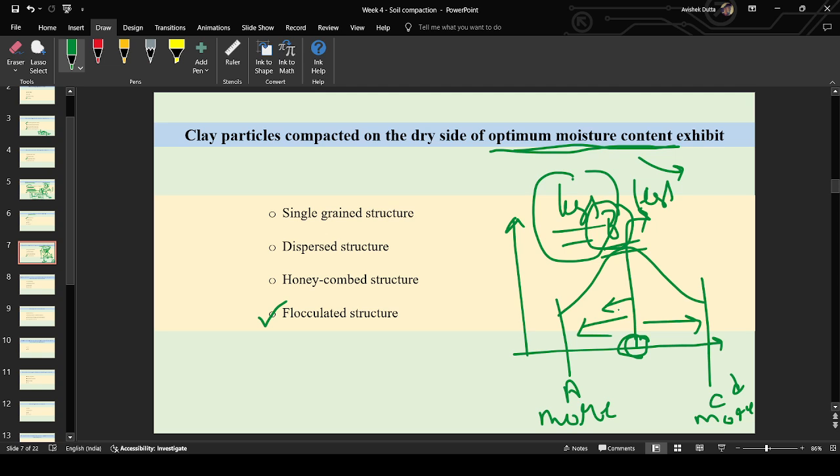Okay, we use placement moisture content, which might fall on the dry side or on the wet side, depending upon the structure we are trying to construct on that particular soil, or depending upon the strength we want the soil to exhibit. So I think that might be one of the reasons. But this question was very interesting. Yes, the answer to this question was flocculated structure.